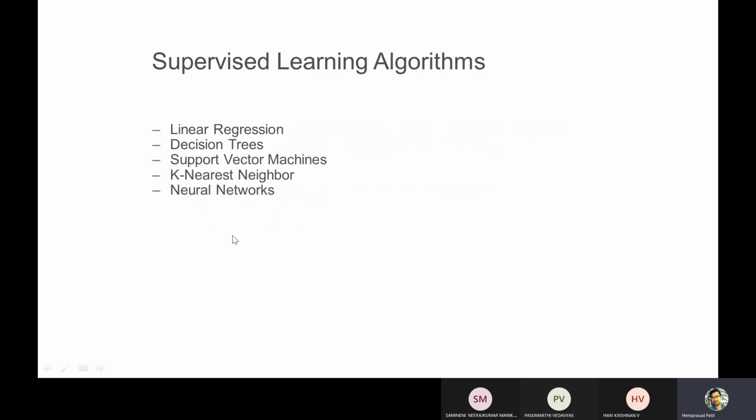Then which are the different supervised learning algorithms? Some of them are linear regression, then decision trees, support vector machines, k nearest neighbor classifier, and then neural networks.